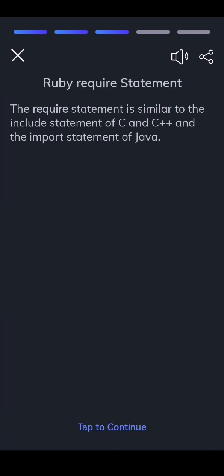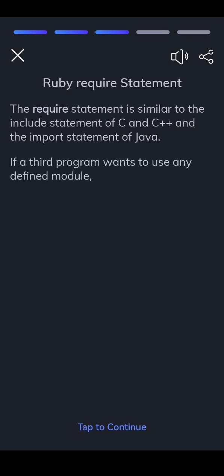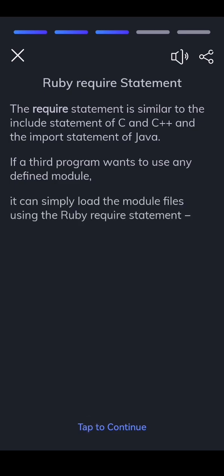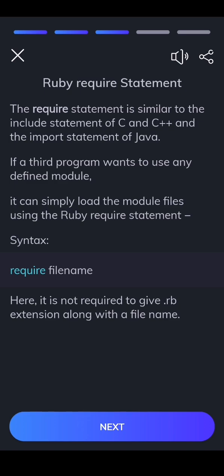The require statement is similar to the include statement of C and C++ and the import statement of Java. If a third program wants to use any defined module, it can simply load the module files using the Ruby require statement. Syntax. Here, it is not required to give the .rb extension along with the file name.